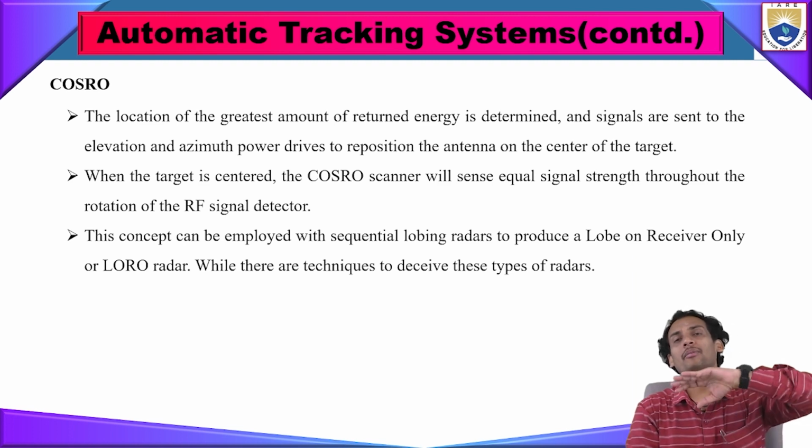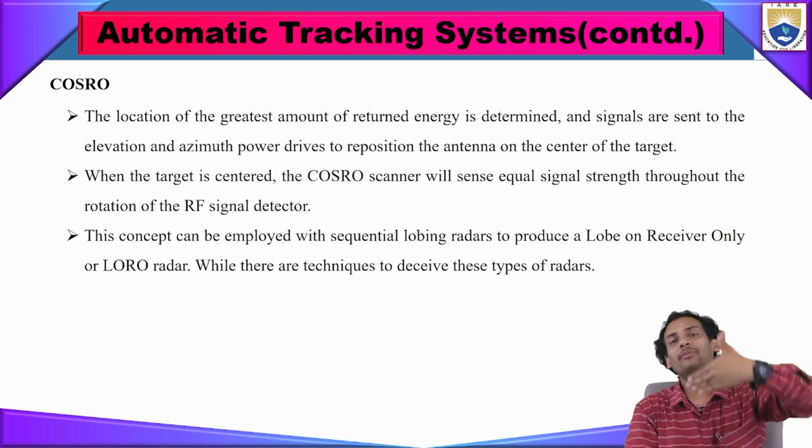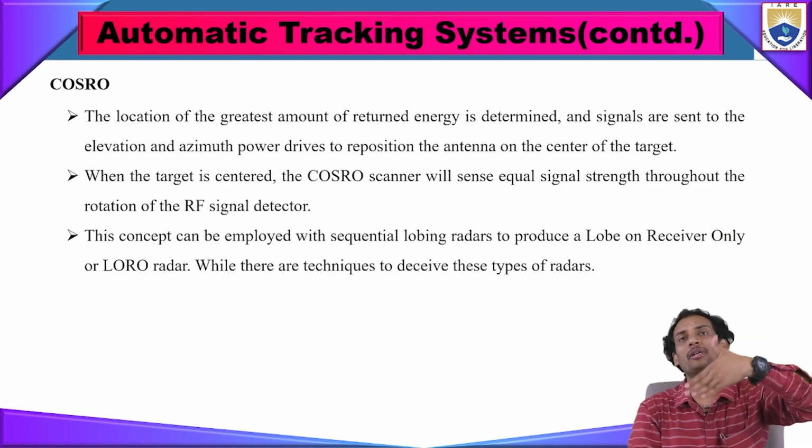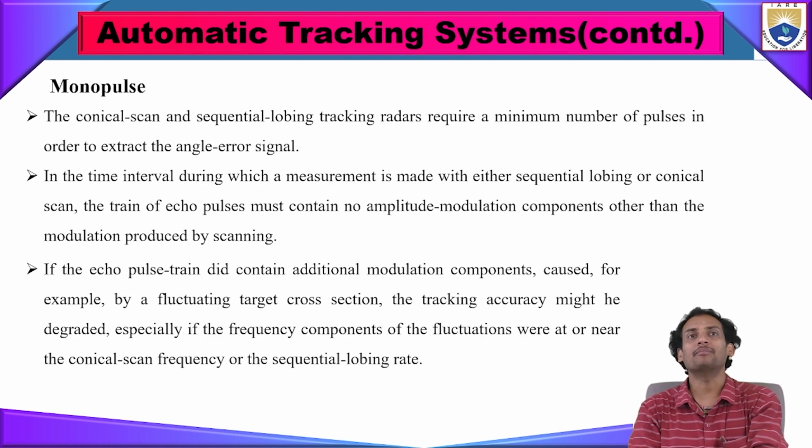In lobe radar, we are creating a lobe, and the receiver lobe is also in a perfect sequence, so it has the tracking system and the receiver system, and it also gives feedback to the radar data perfectly.